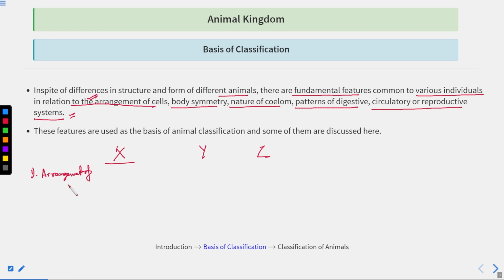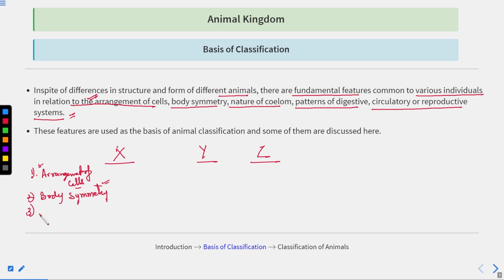arrangement of cells, whether they are multicellular, whether they have the tissue grade of organization, whether they have the organ grade of organization, right? Now, body symmetry. What is the body symmetry of that organism? The second characteristic you follow is body symmetry. Whether they are bilateral or radial, right? So you see the symmetry of that particular organism.